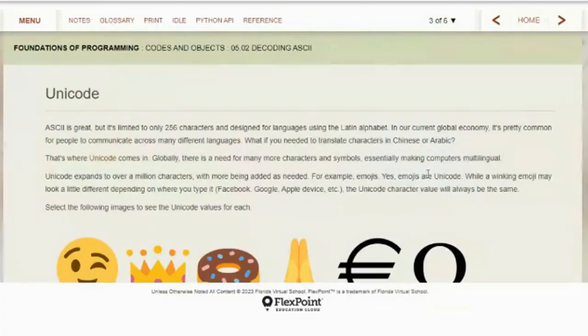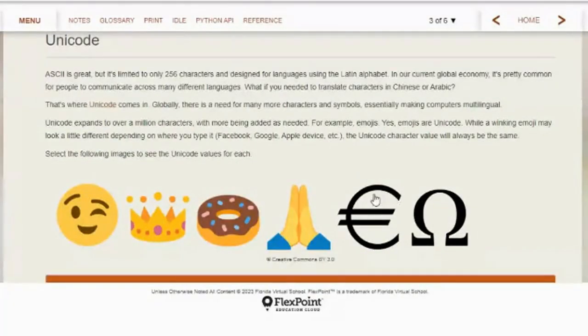Looking at page three here, let's talk about Unicode. ASCII's great, but it's limited to only 256 characters because it's limited to 8 bits, and 8 bits maxes out at 256 characters. And it's designed for languages that use the Latin alphabet, right? In our current global economy, it's common for people to communicate across many different languages. So what if you need to translate into Chinese or Arabic, who do not use our Latin alphabet?